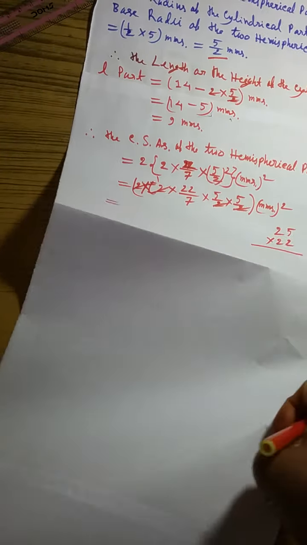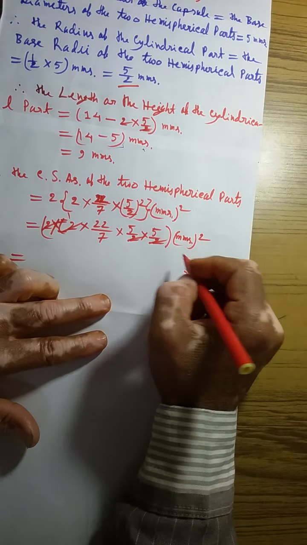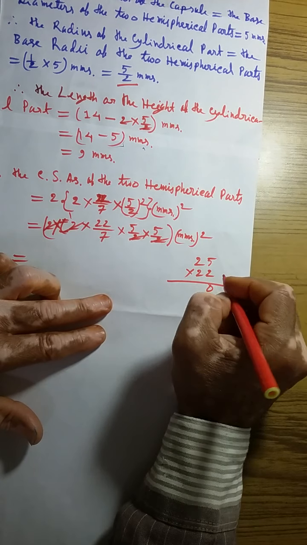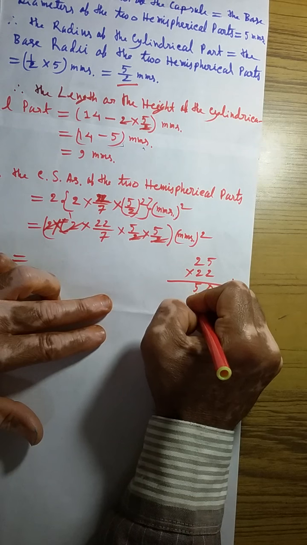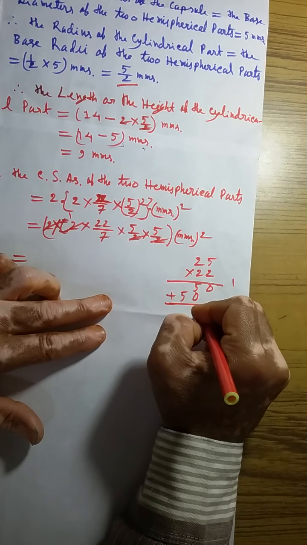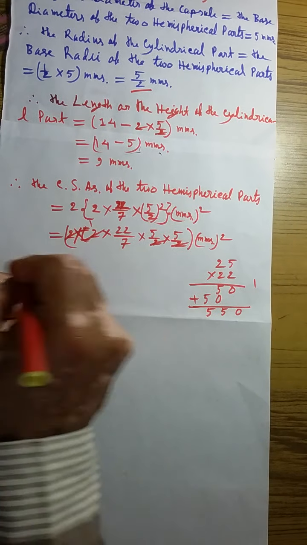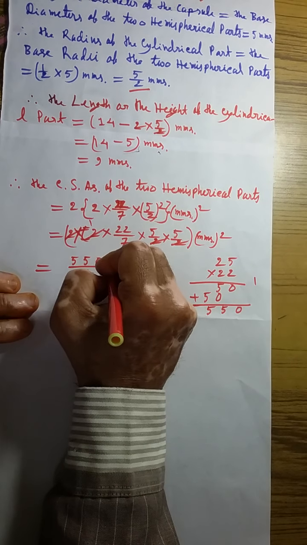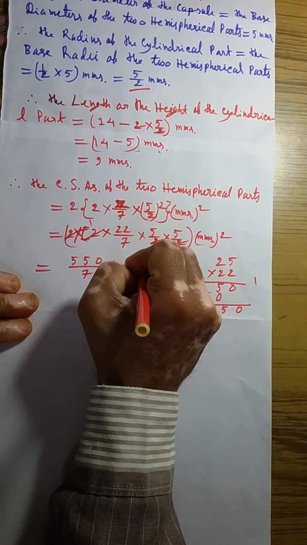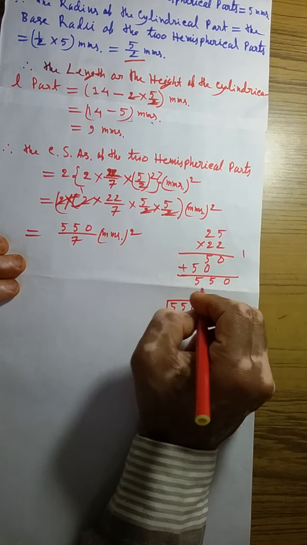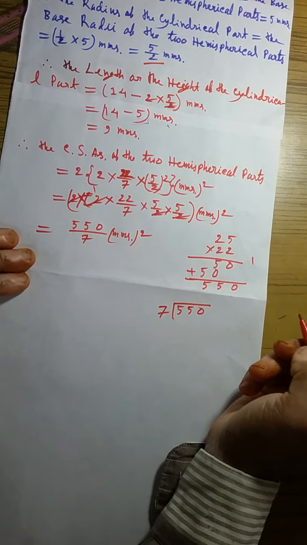Now if we multiply 22 by 25, we will get 2 5 are 10, 2 2 are 4, 5, 2 5 are 10, 2 2 are 4, 5. If we add these two elements, we will get 5 5 5. That means 550 by this 7 millimeters whole square.